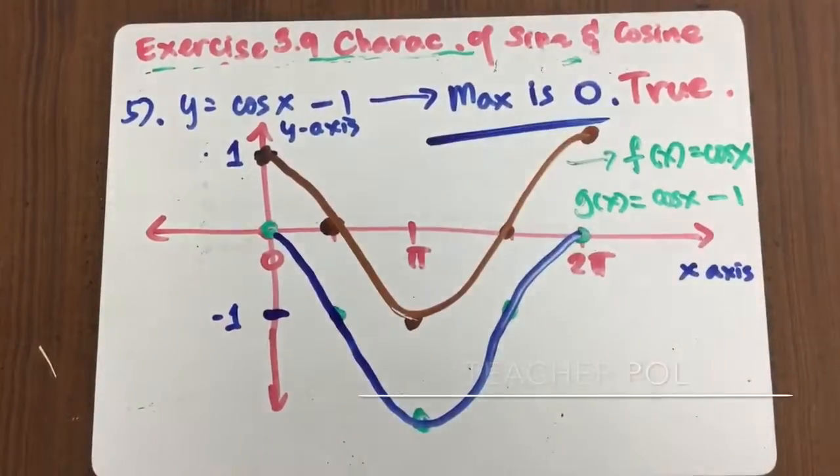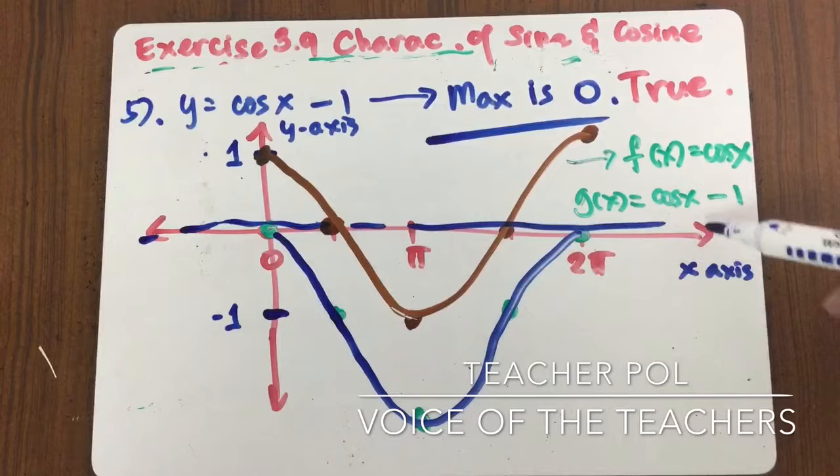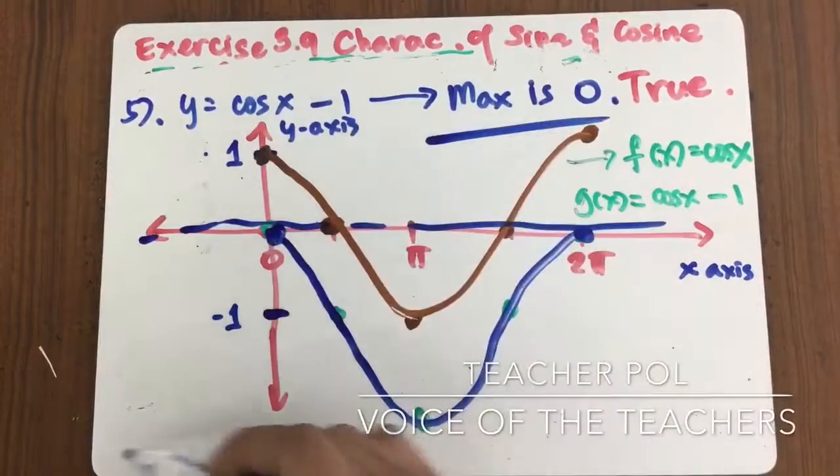From the curve, we can see kung ano ang kanyang maximum value. Ang kanyang maximum value ng cosine of x minus 1 is 0. Ang kanyang minimum value is negative 2.